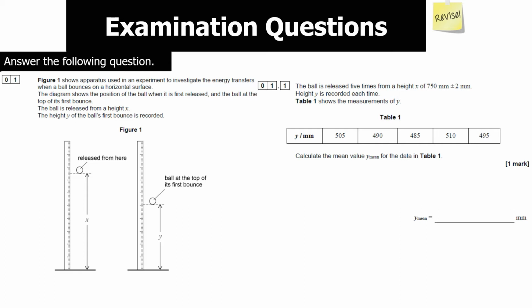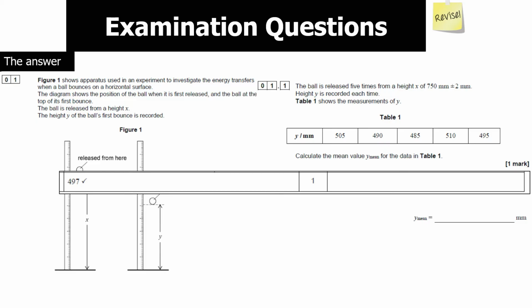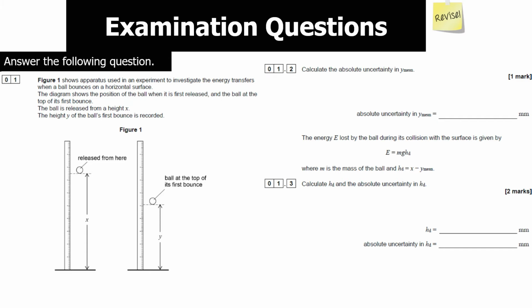Table 1 shows the measurements of y. Calculate the mean value of y for the data in the table. So pause the video now, then unpause the video when you want to go through your answer. Right, it's a very common question to ask you to work out means of repeats given. So to work out your mean, you add up all the values and then divide by the number of values you've added up. You would obviously exclude any anomalous results, but there aren't any here, so you work it through to be 497.